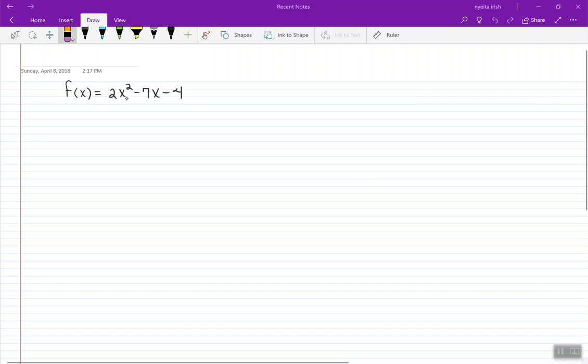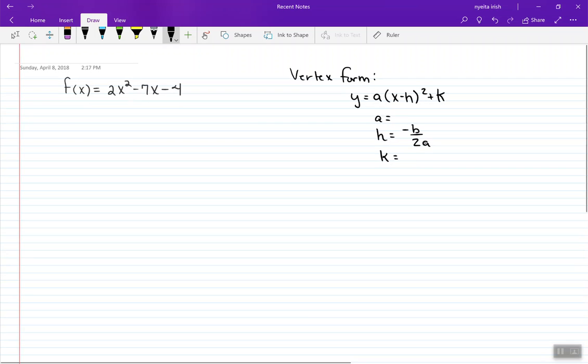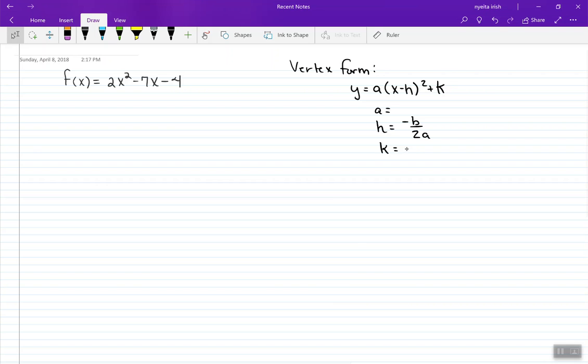Okay, given a parabola in standard form, we'd also like to see it in vertex form. So with that, we have to recall what vertex form is, and that's the special formula that we have: y equals a times (x minus h) squared plus k. For this formula, you need to know what a is, you need to know what h is, which comes with a formula, negative b over 2a, and then you need to know k, which means take your value for negative b over 2a and run it in the function to get out your y value, or your corresponding k value.